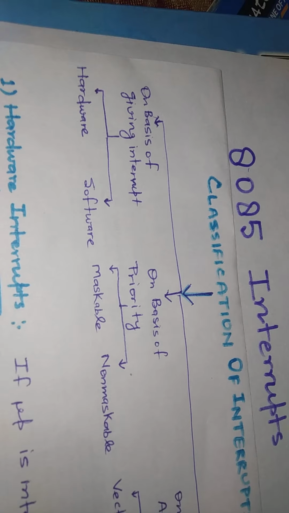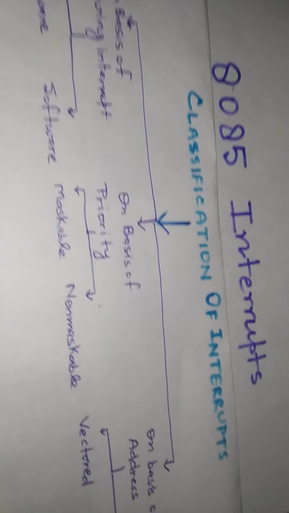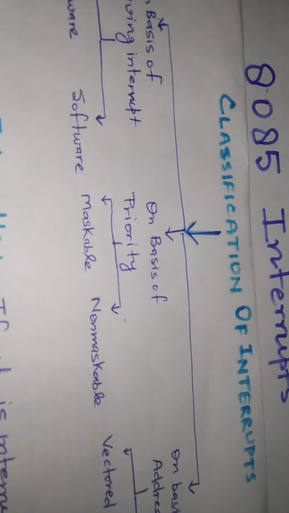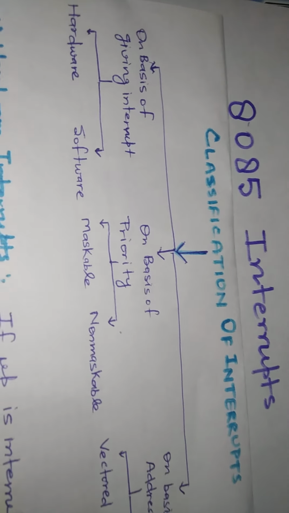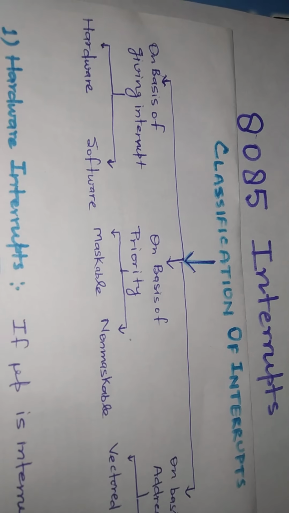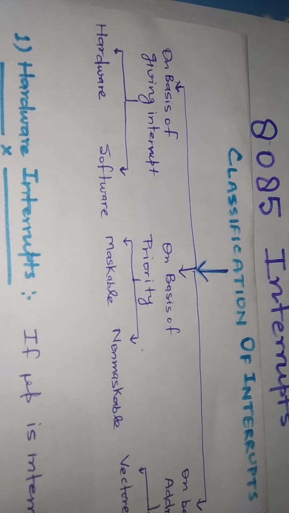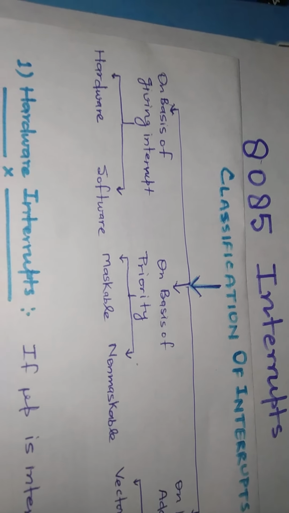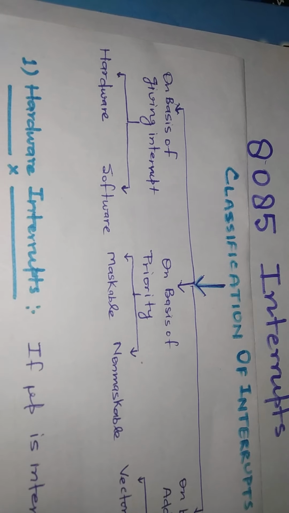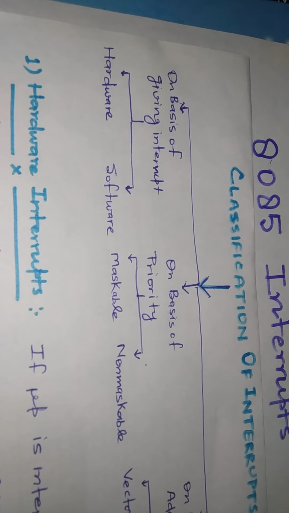Second criteria of dividing interrupt is on the basis of priority. On that basis, there are 2 types of interrupt, maskable and non-maskable interrupt. What does it mean? Maskable interrupt means that it can be masked, that it can be ignored, that it can be avoided. Microprocessor can ignore that interrupt. It is not necessary to service that request.